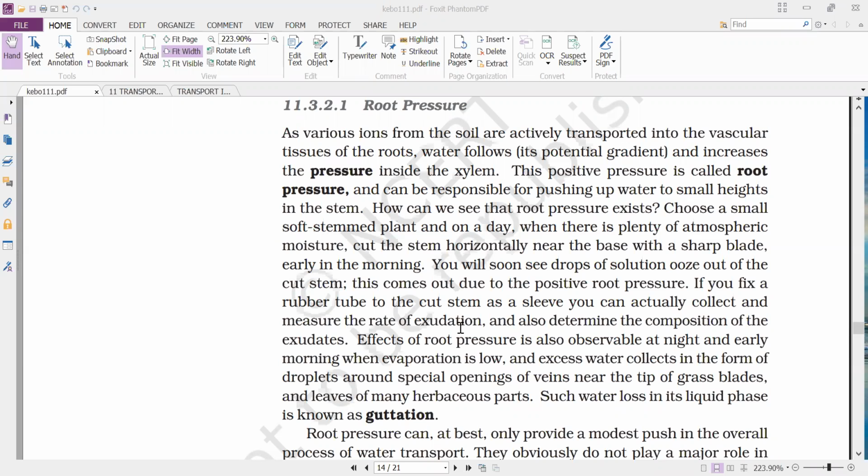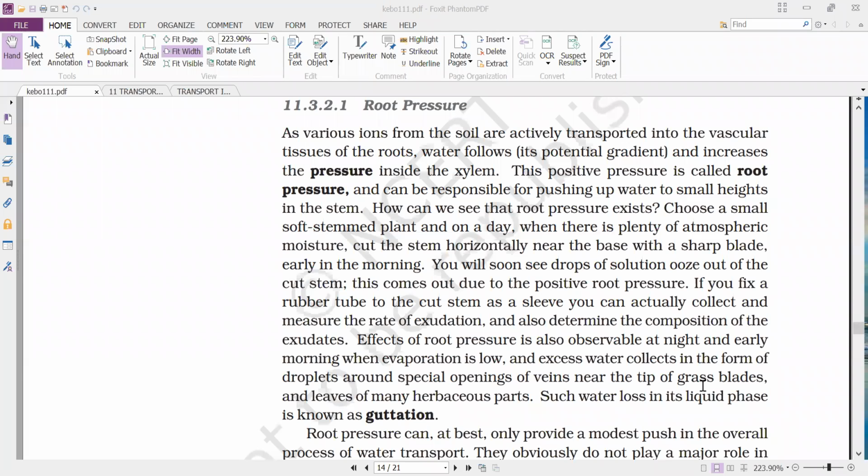And by calculating how much exudate is coming out in a particular period of time, we can calculate the rate of transportation. Okay, effects of root pressure are also observable at night and early morning when evaporation is low and excess water collects in the form of droplets around the special openings of the veins near the tips of grass blades and the leaves of many herbaceous parts.